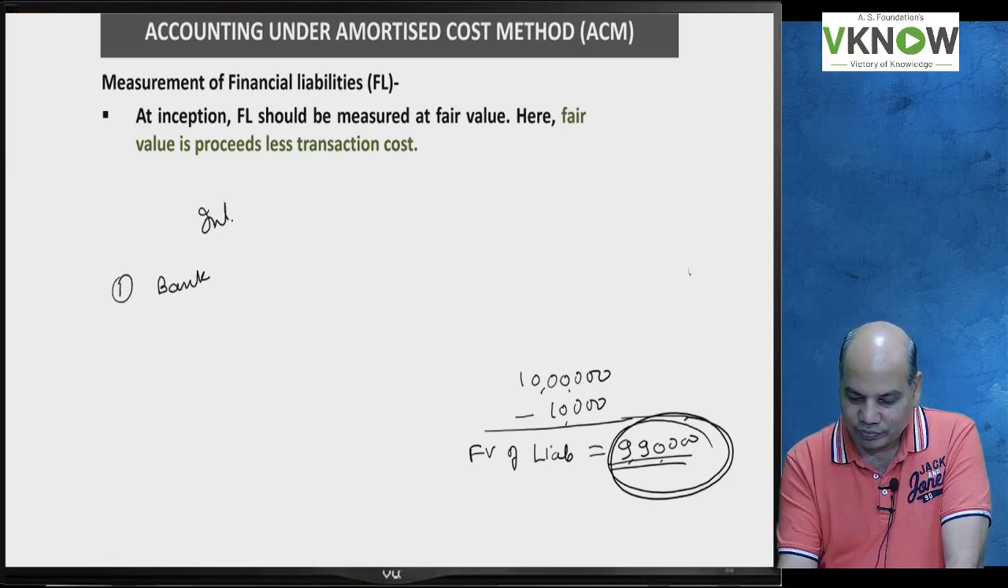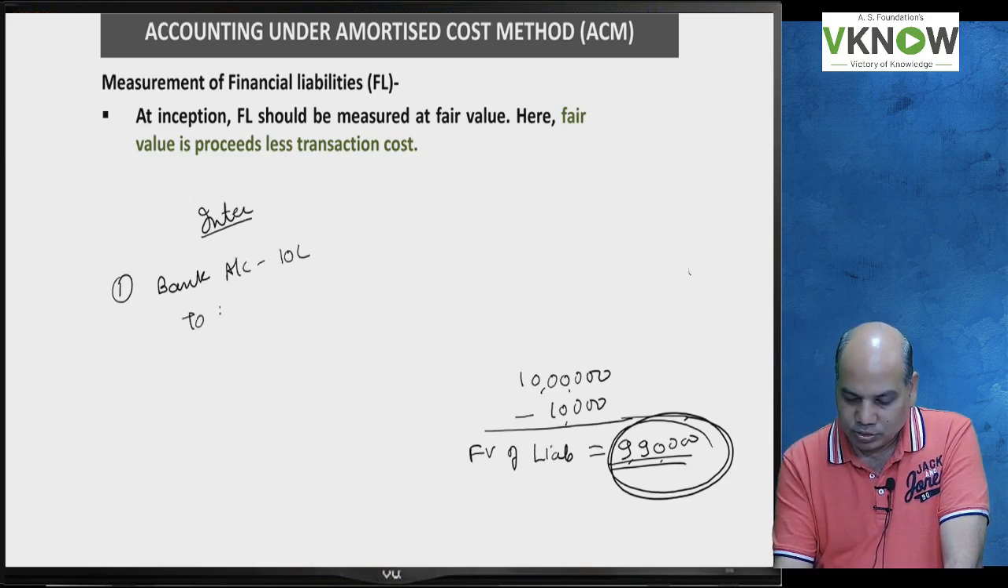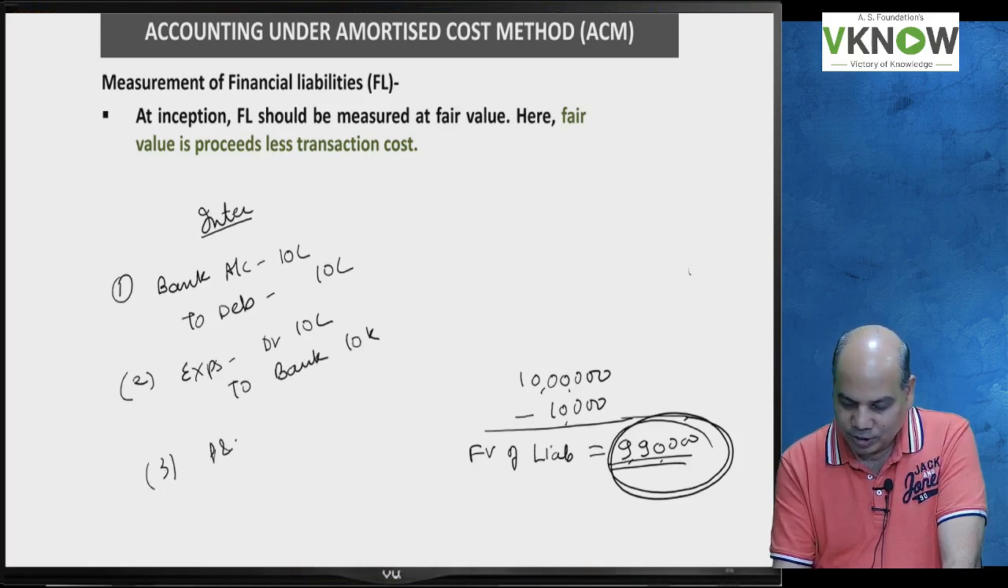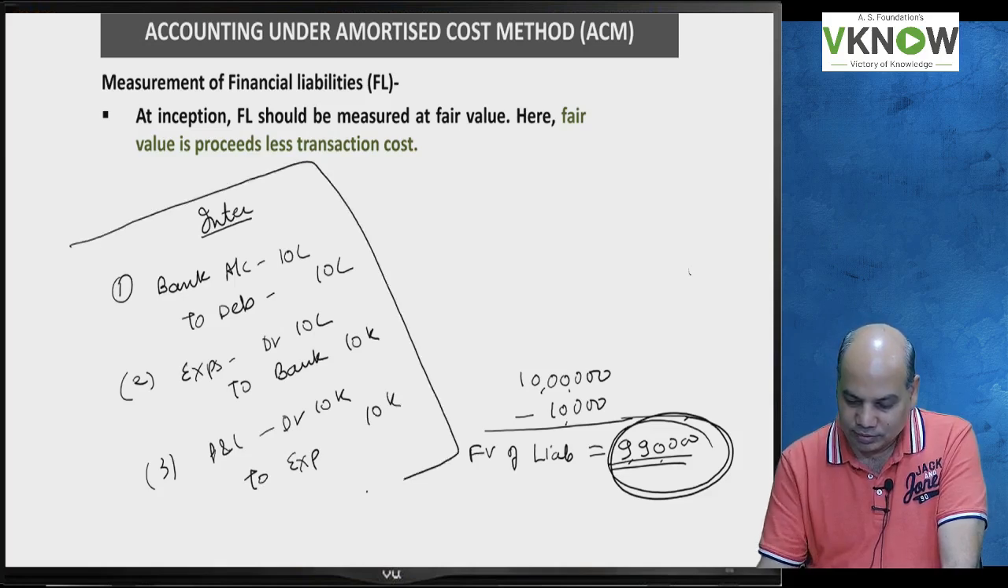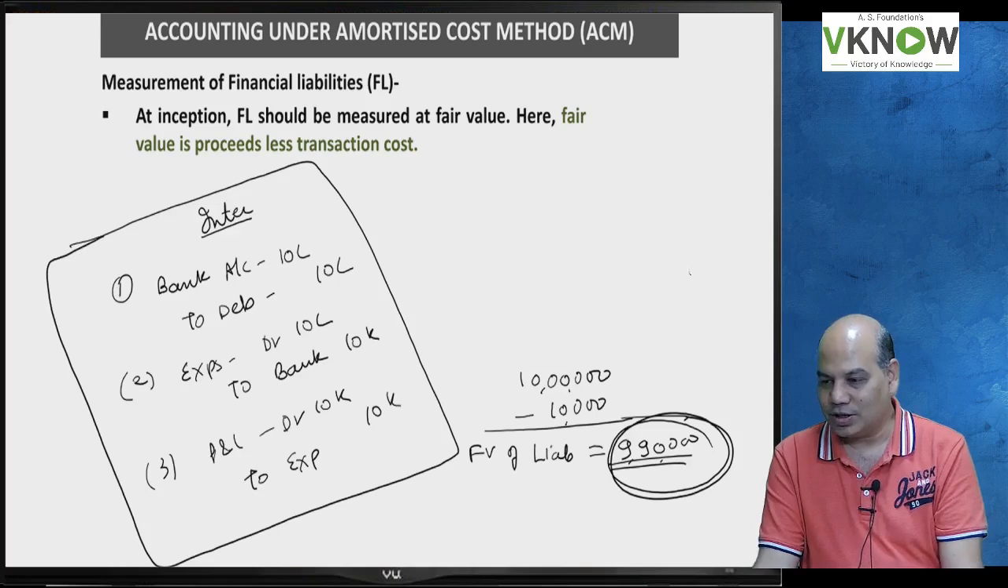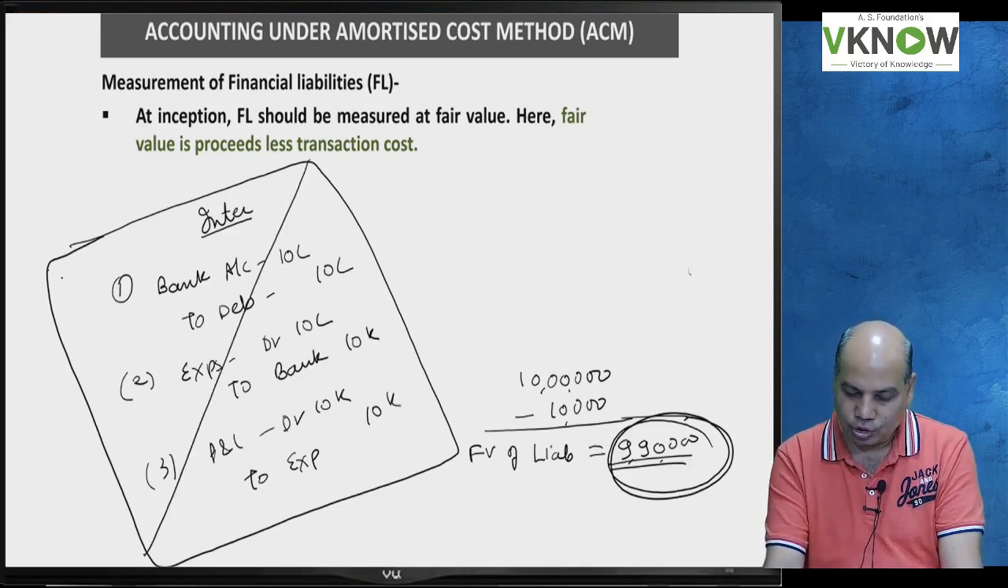Then some student will say, sir, my intermediate teacher has taught me like this. Bank account debit 10 lakh to debenture 10 lakh. Second entry, expense account debit 10,000 to bank account 10,000. Third entry, P&L account debit 10,000 to expense account 10,000. This is right if you are an intermediate candidate, following accounting standards. But if you are following Ind AS, this is not right.